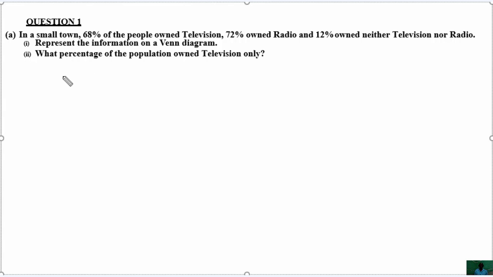The question 1 is a set problem. It reads that in a small town, 68% of the people own television, 72% own radio, and 12% own neither television nor radio. We have to represent the information on a Venn diagram, and we have to find the percentage that own television only. So we start with our solution.